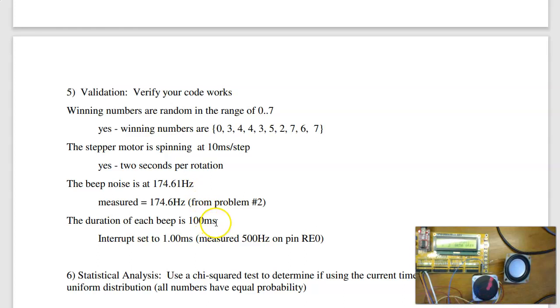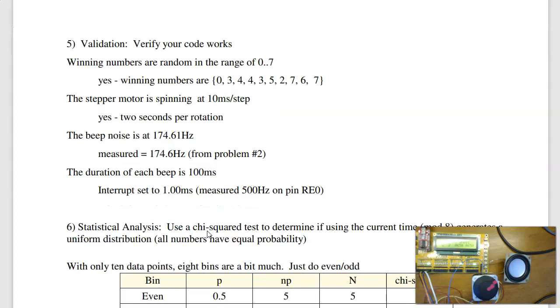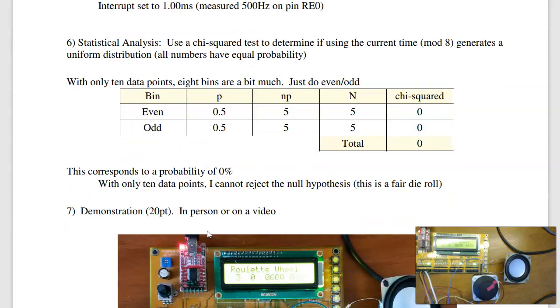And to measure the 100 milliseconds, well, timer 0 is 1 millisecond. It counts to 100. That'll be 100 milliseconds. For statistical analysis, is this actually a fair die? Well, I only have 10 data points. If I want to do a chi-square test with 8 bins, I probably need like 80 measurements. I didn't do that. I just took 10.